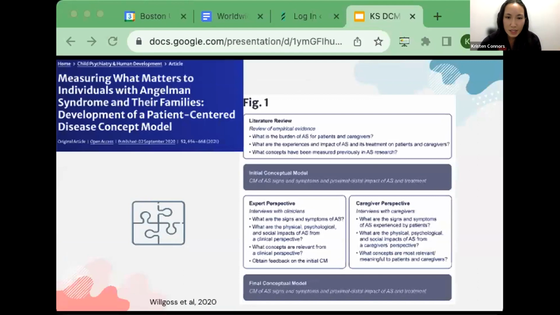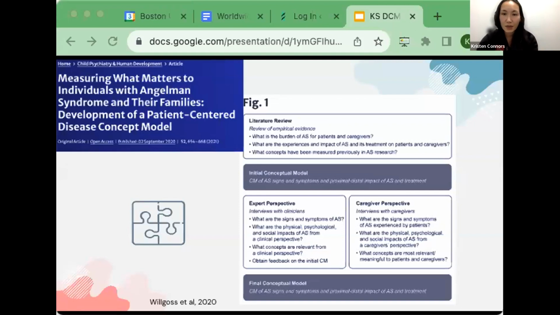And so Angelman syndrome is a neurodevelopmental disorder estimated to impact between 1 in 10,000 and 1 in 20,000 people. And it has some overlap with Kleefstra syndrome, like an increased chance of having seizures and developmental delays. And then this is a visual of the development of their conceptual model. It starts by looking at what literature already tells us about Angelman syndrome, how it affects patients and caregivers, and it uses it to make that initial concept model.